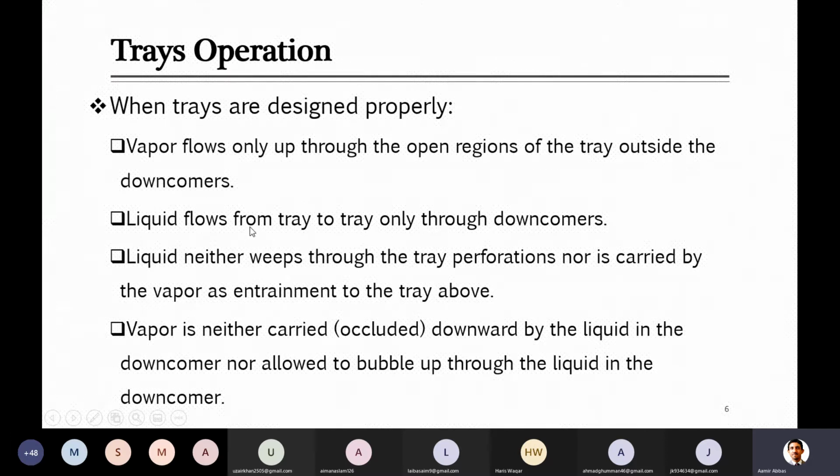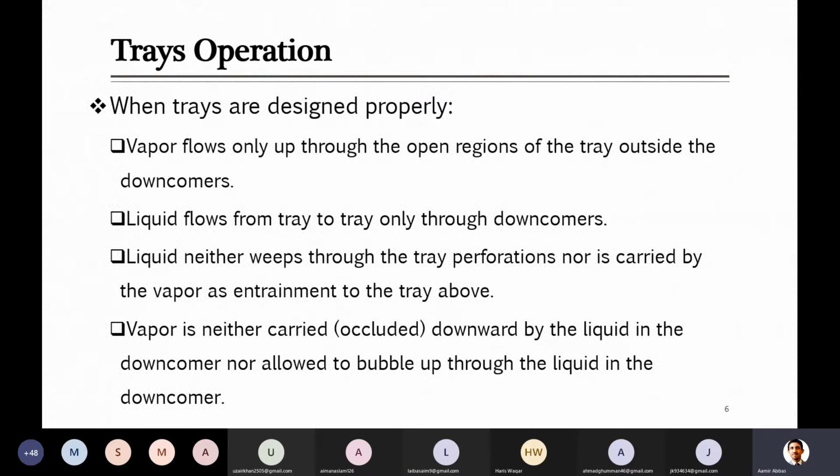But in some cases, liquid starts passing through those points from where only vapor should pass. Those are called perforations on the surface of the tray. That phenomenon was named weeping. In normal column operation, liquid shouldn't weep, and liquid should not be carried with the vapors to the tray above. That phenomenon was called entrainment. So in normal operation, neither weeping nor entrainment occurs.